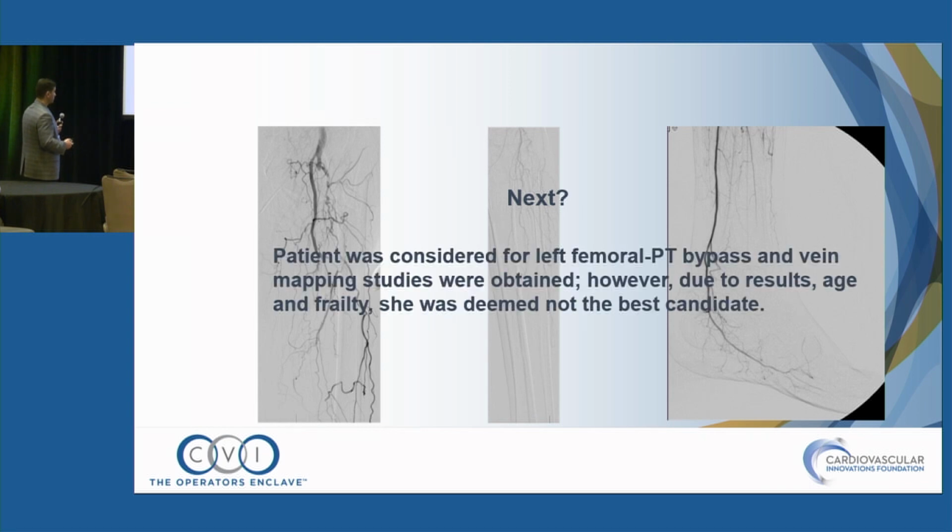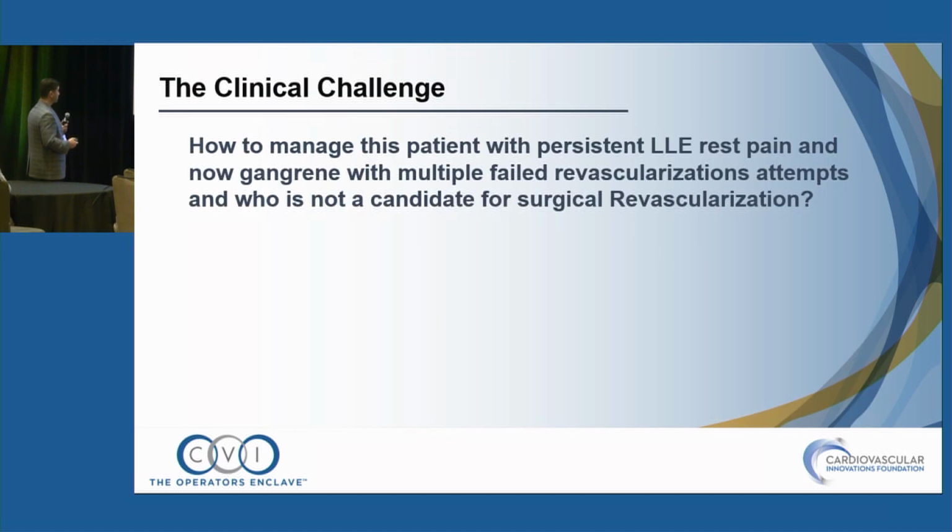The patient was considered for left femoral to PT bypass, and vein mapping studies were obtained. However, because the veins were not optimal for grafting, and given her age and frailty, she was deemed not the best candidate. So how do we manage this patient? She has persistent left lower extremity rest pain. Actually, she was labeled with neuropathy, which was not true. It was her own ischemic rest pain. And now she has gangrene, she has failed multiple revascularization attempts, and she's not a great surgical candidate. How would you approach this?